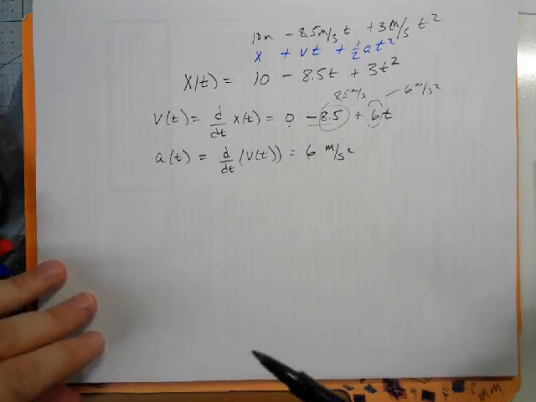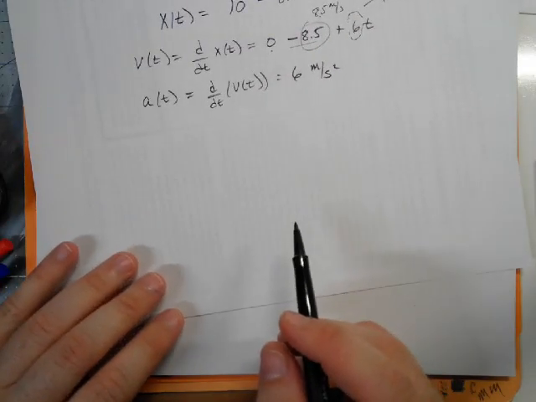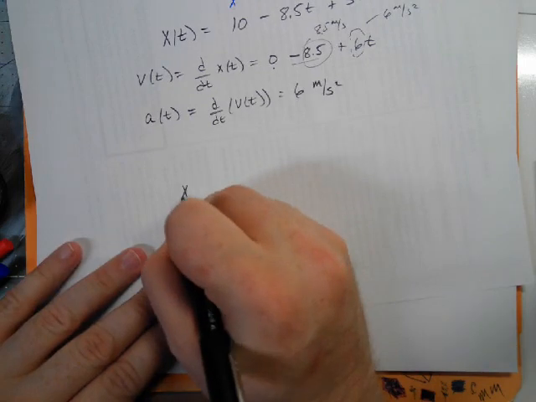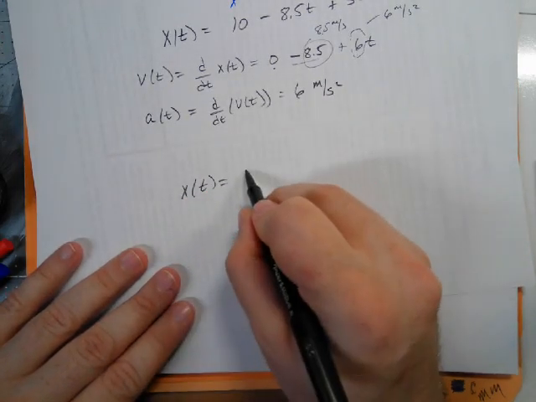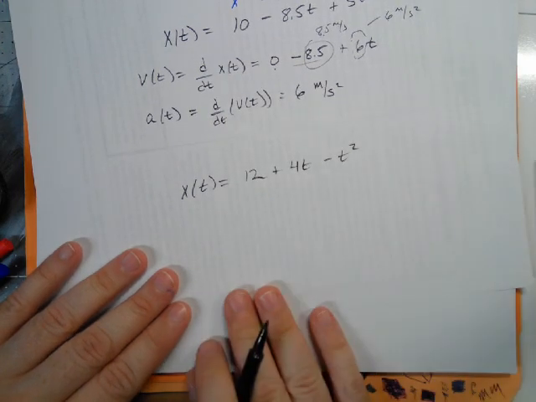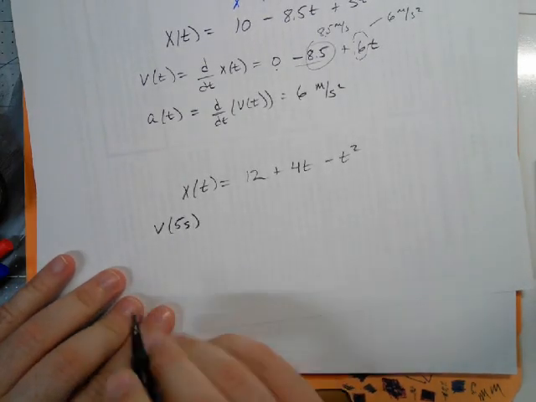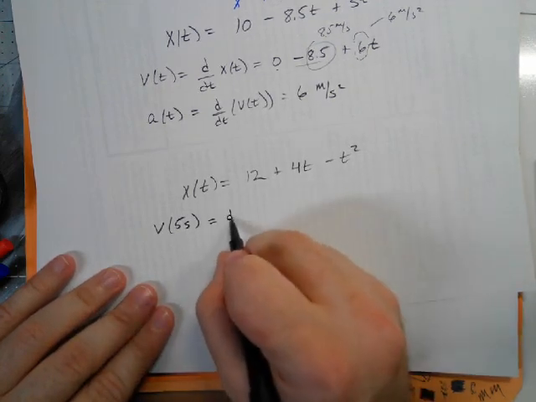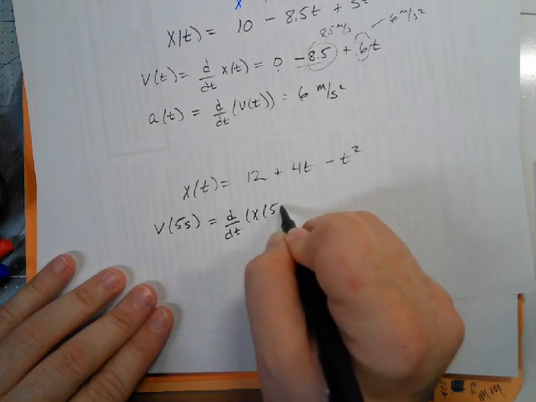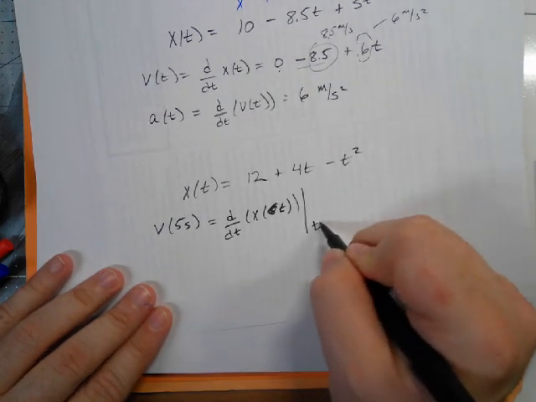So we're going to keep going here for a minute. I'm going to do another problem. What if you have more terms? Well, actually, let's go and say, what if you have a specific time you care about? So let's do x of t is 12 plus 4t minus t squared. And then we're going to say, well, what is the velocity at 5 seconds? Well, that is the derivative with respect to time of x of t, and then we evaluate it at t is 5 seconds.